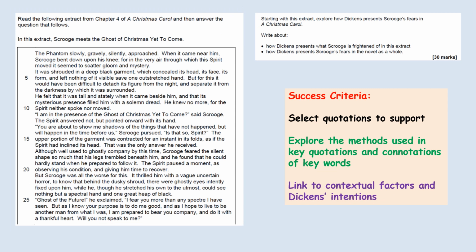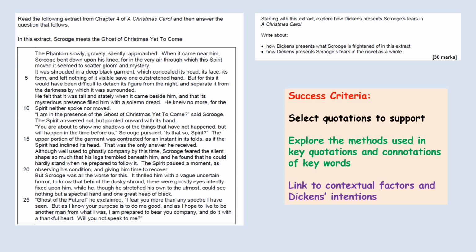From this slide, you can see that your question for A Christmas Carol will be worded exactly the same as a question for Romeo and Juliet. You need to start with the extract, look at the methods that Dickens uses in the extract, look at key quotations. How does this show us an insight into contextual factors in the Victorian era? But then you also need to link to elsewhere in the novella, thinking about Dickens's intentions. Therefore, it's important that you learn some key quotations both for A Christmas Carol and Romeo and Juliet to support your answers.